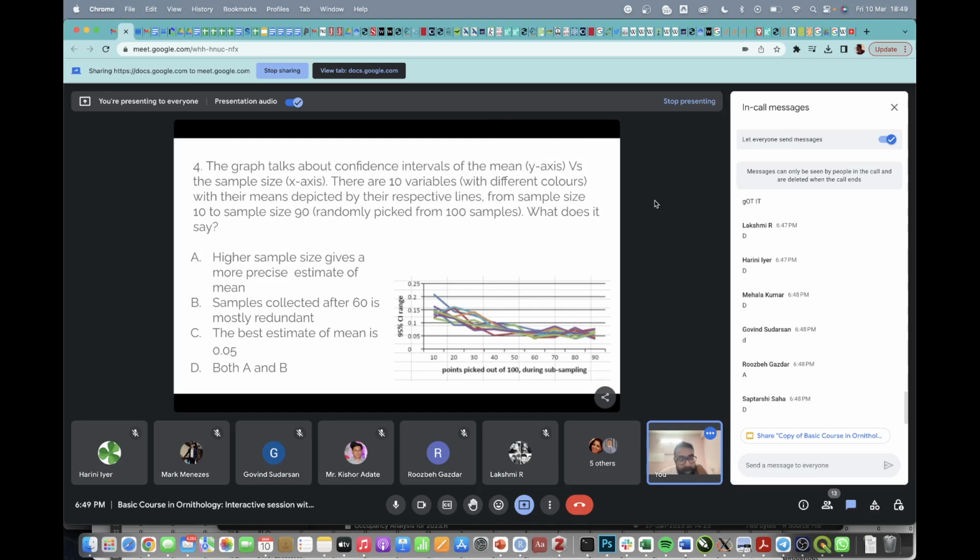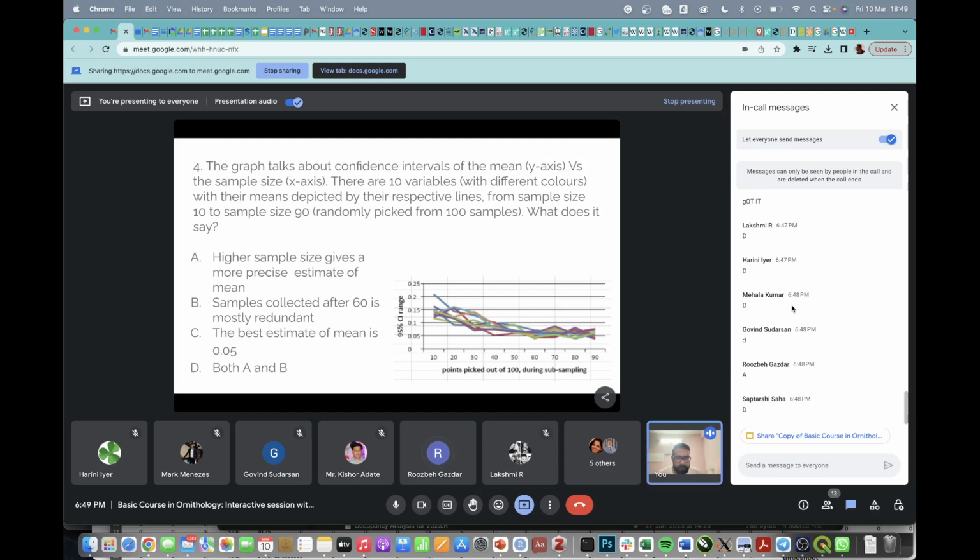Okay, I would have to ask Ruzbe, why do you think it's A and not D? I don't know the reason, that's all. Why should the samples collected after 60 be redundant? I just didn't get that, whereas the first one made sense to me.